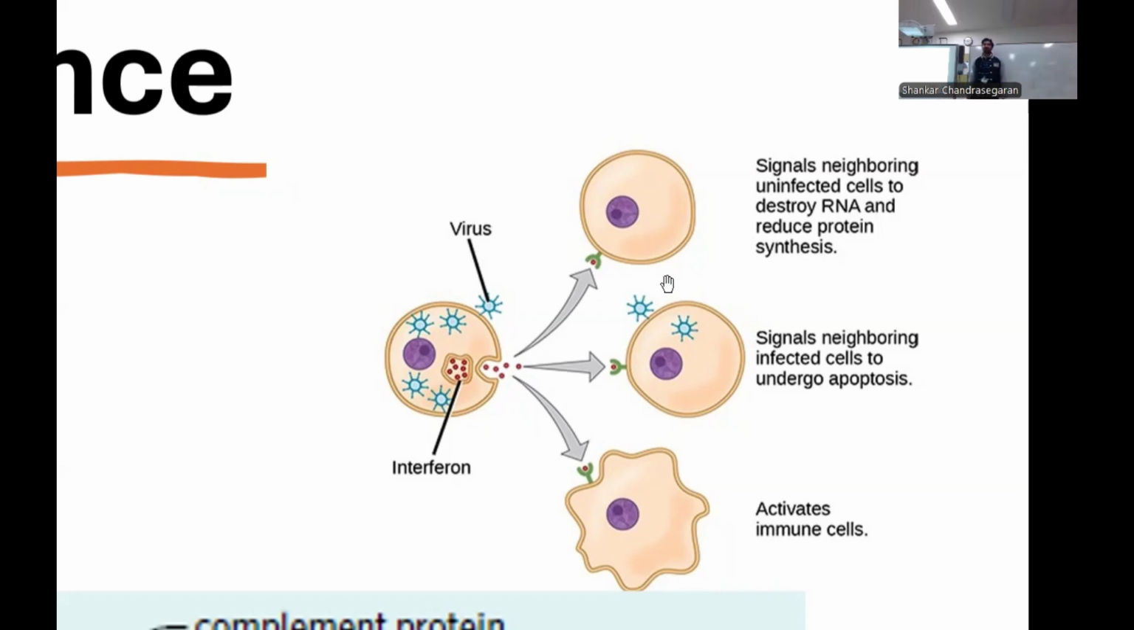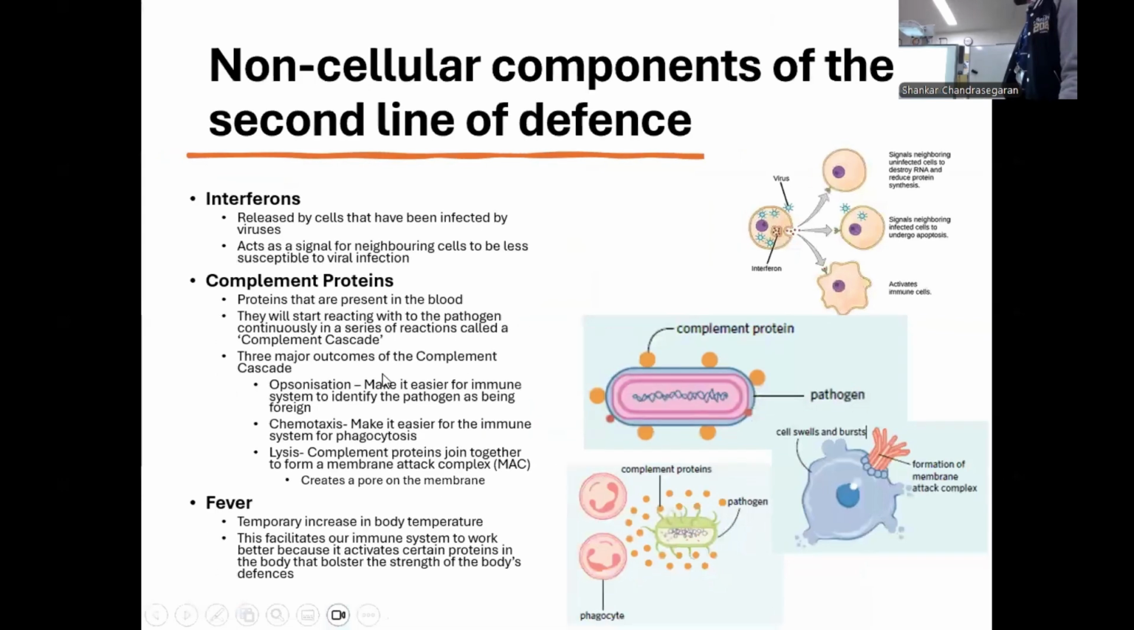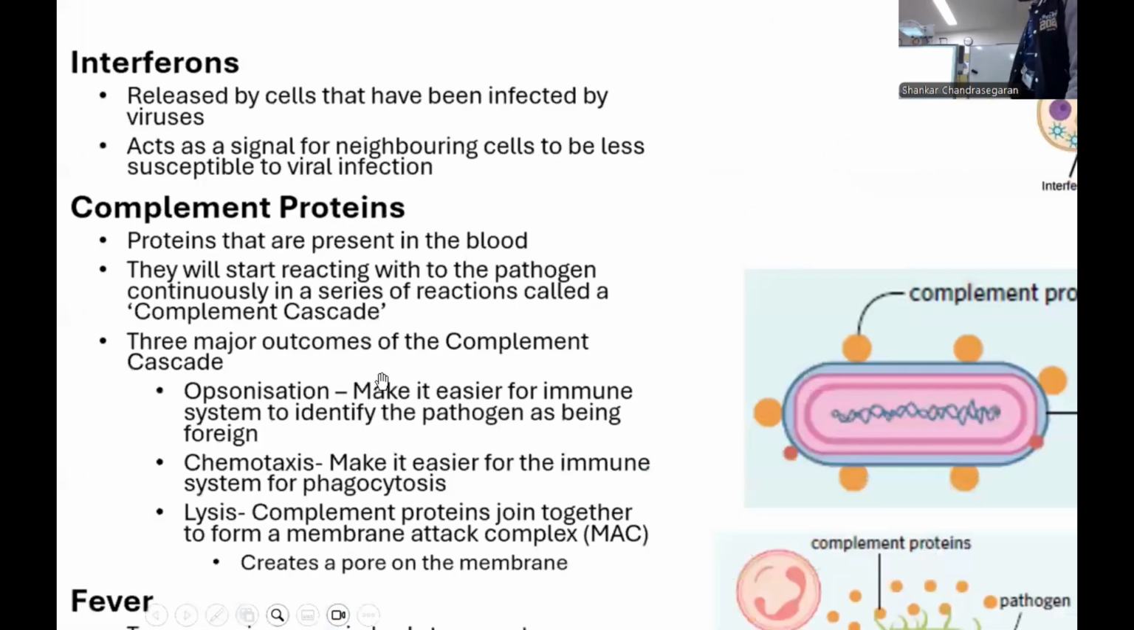Or third one is to activate your immune response as well. So in the same way that histamines activate an immune response, interferons are capable of doing somewhat the same thing as well. Moving on is your complement proteins.